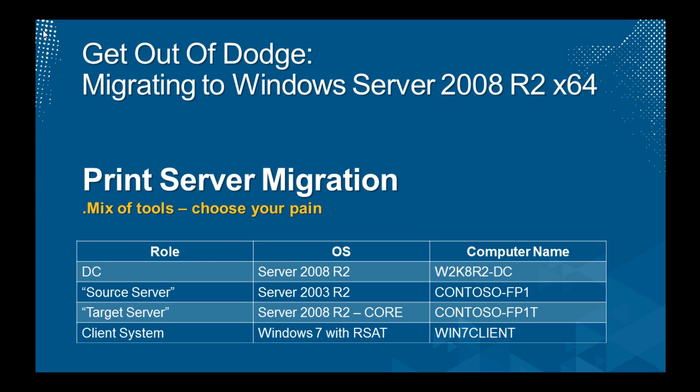W2K8R2-DC. And once again, my target server is a 2003 system running a couple of print queues that have 32-bit drivers on them. He's called Contoso-FP1. My destination server is currently blank. He is a Server 2008 R2 Core install, and he's called Contoso-FP1T.